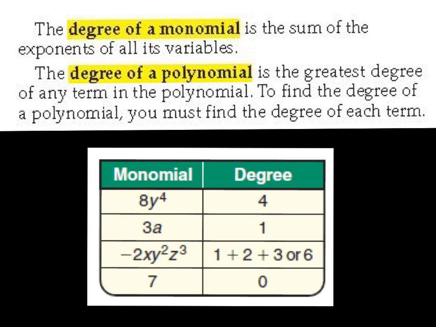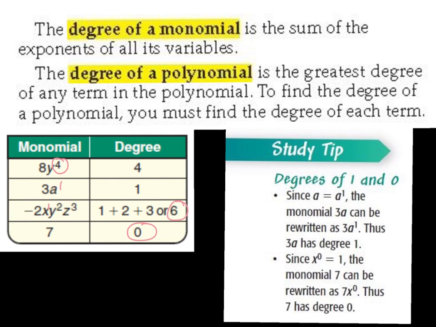The degree of a monomial is the sum of the exponents of all of its variables. The degree of a polynomial is the greatest degree of any term in the polynomial. To find the degree of a polynomial, you must find the degree of each term. So this monomial has a degree of 4. This one has a degree of 1. 1 plus 2 is 3, plus 3 more is 6. This doesn't have any variables at all, so it has a degree of 0.